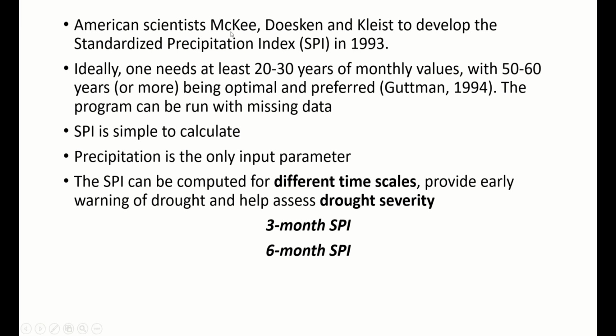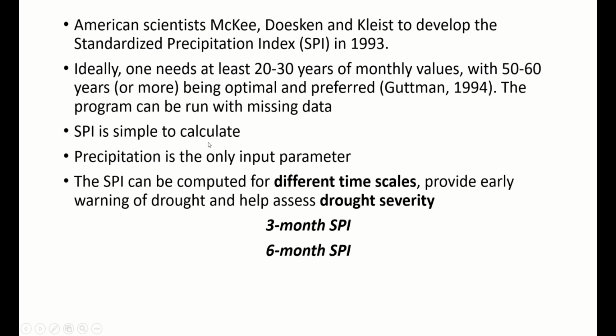American scientists McKee, Doesken, and Kleist developed the SPI in 1993. You should have data of 30 years. We all know that WMO states 30 years or more. Ideally, if you have 50 to 60 years, that would be optimal. But we know our problem of data, so 30 years is fine. Just like we've calculated the mean for 30 years, we calculate the standard deviation for 30 years.